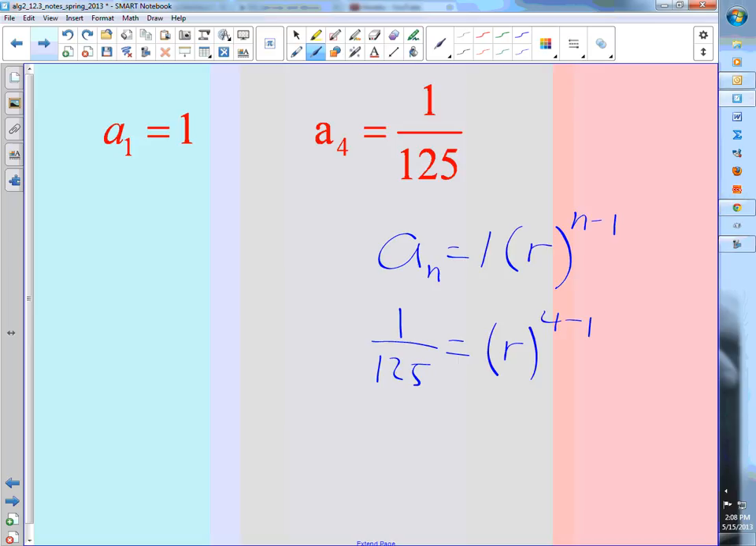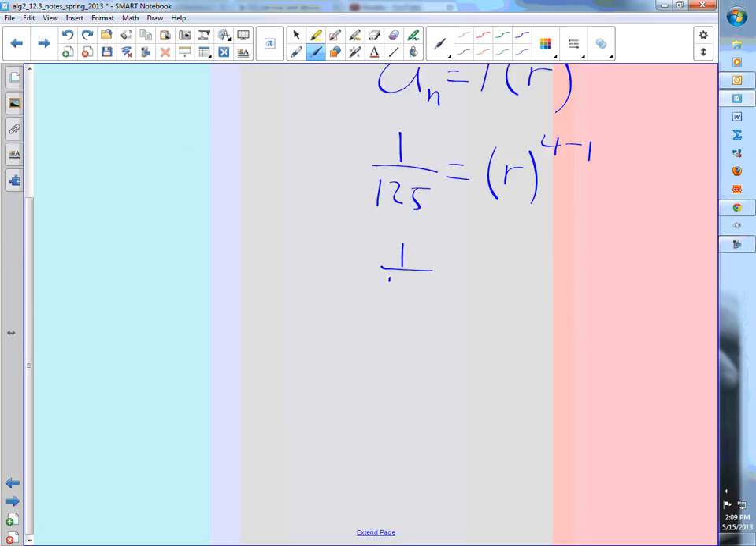Now, here's my promise to you, and you need to pay attention to this because otherwise we could make this nasty. This is 1 over 125 is equal to R to the power of 3, right? My promise to you is I guarantee that if you're having R to the third, then this right here is a perfect cube. I guarantee it will work out.